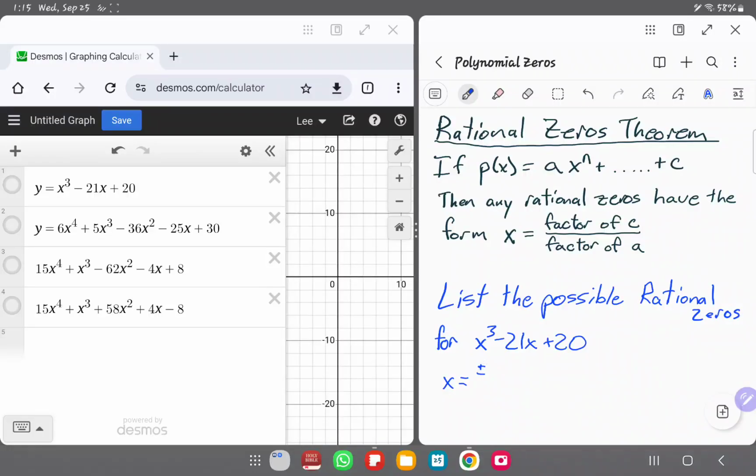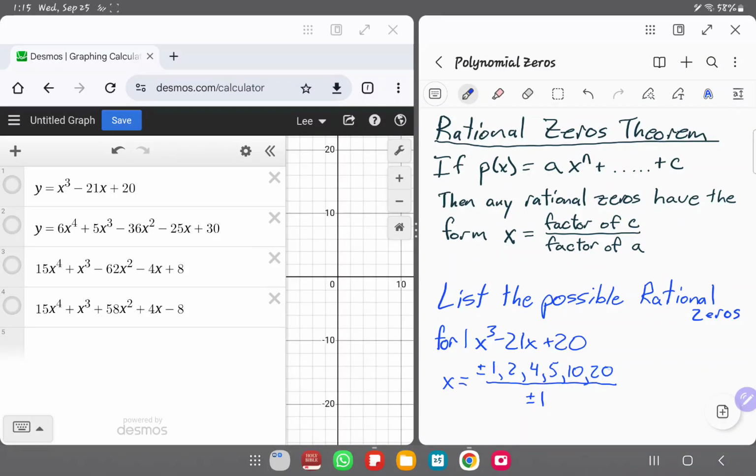These all have a plus or minus in front. So plus or minus 1 would go, 2 would go. I think the next one would be a 4, 5, 10, and 20. Right, all of those either plus or minus could be a possible rational zero, right? And then we'll go ahead and divide by all the factors of that lead coefficient, which in this case is just 1, right? So we have that 1 in front of the x cubed. So this would be just a plus or minus 1 at the bottom.